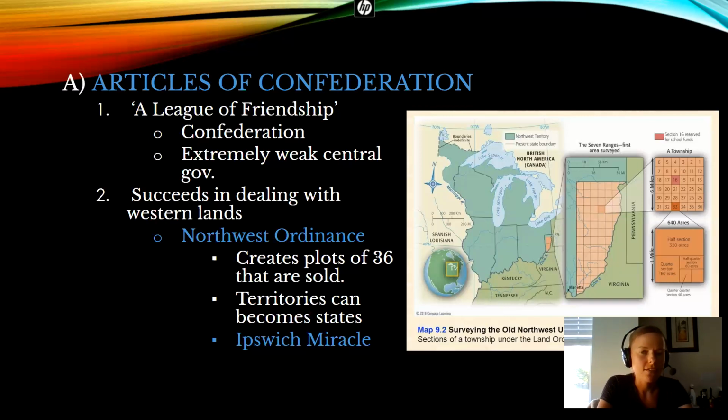And in order to pass a law under the Articles of Confederation, this Congress that has 13 votes, one from each state, would need a consensus of 9. 9 of the 13 would have to vote the same way to get a law passed. That's a majority. That's a lot.